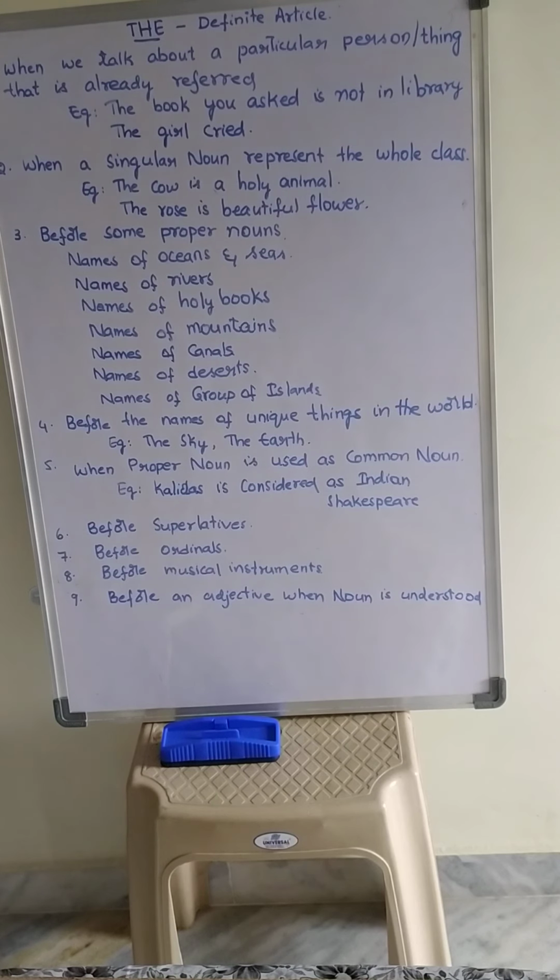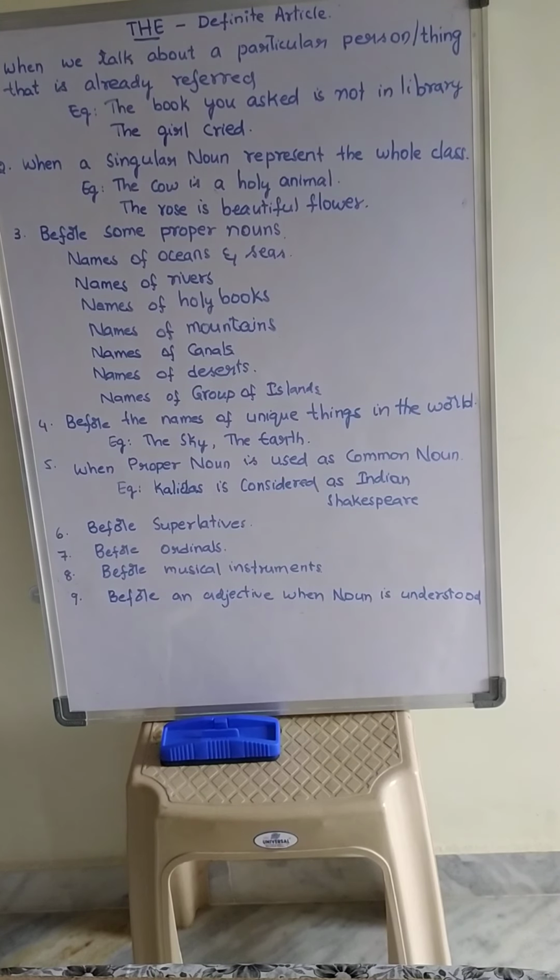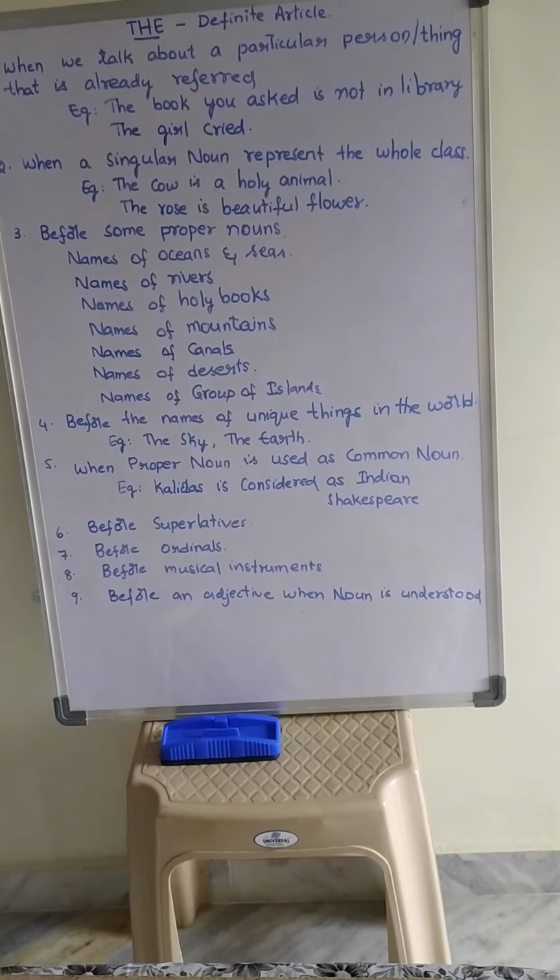So until now we have seen the two indefinite articles, a and an. And now the third most important article is the. The is considered the definite article. When do we use the definite article the? The first is when we talk about a particular person or thing that is already referred to in the previous sentence. Before that we use the article the.